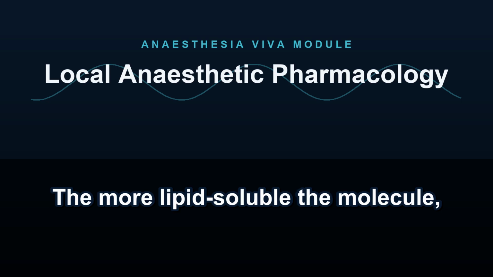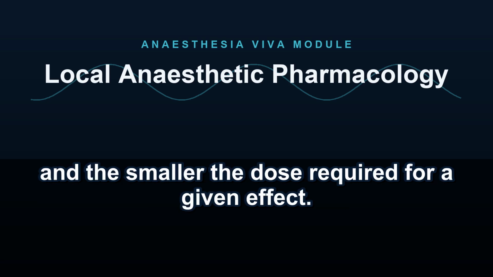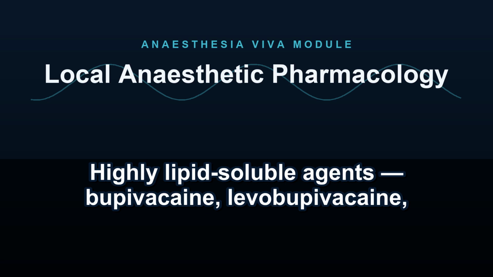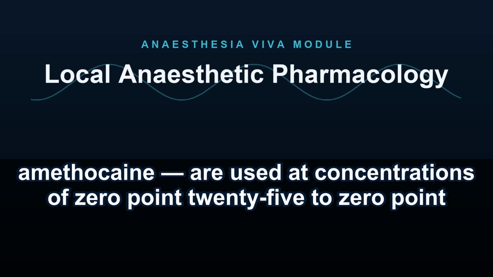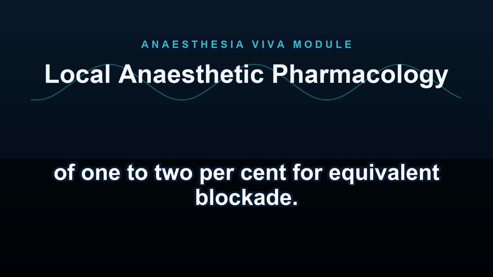The more lipid-soluble the molecule, the more readily it traverses the lipid axonal membrane, and the smaller the dose required for a given effect. Highly lipid-soluble agents, bupivacaine, levobupivacaine, amethocaine, are used at concentrations of 0.25 to 0.5%. Less lipid-soluble agents such as lidocaine require concentrations of 1 to 2% for equivalent blockade.